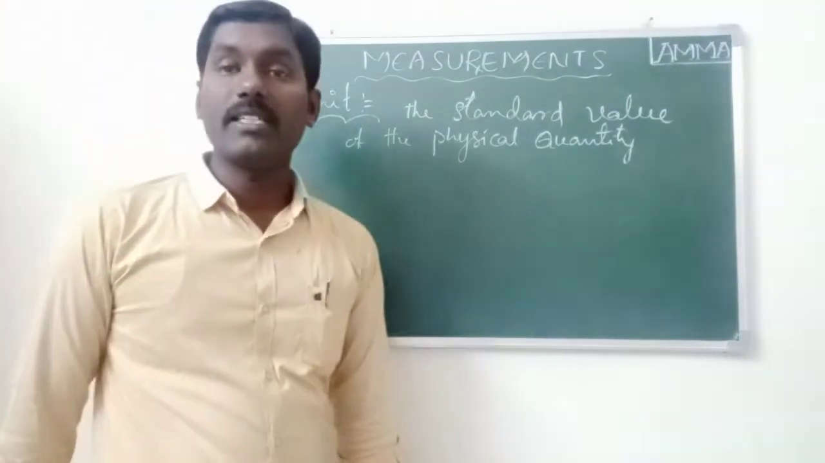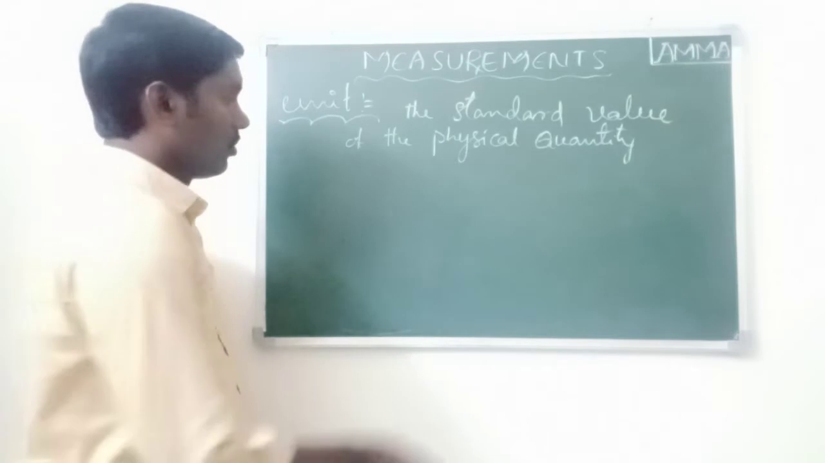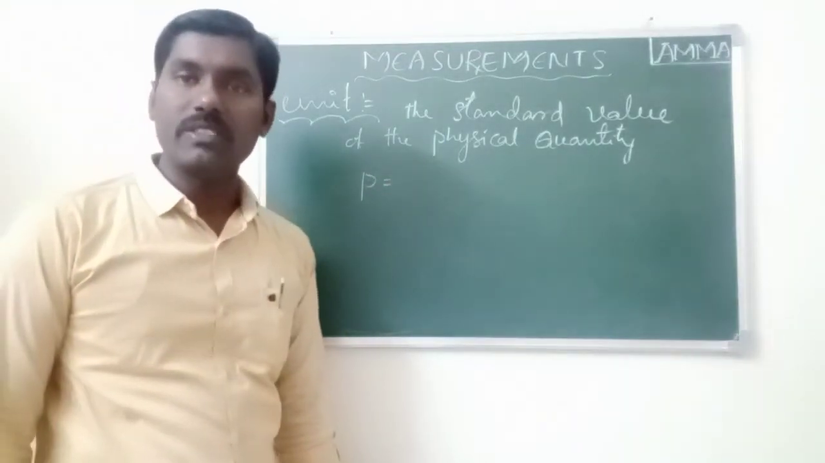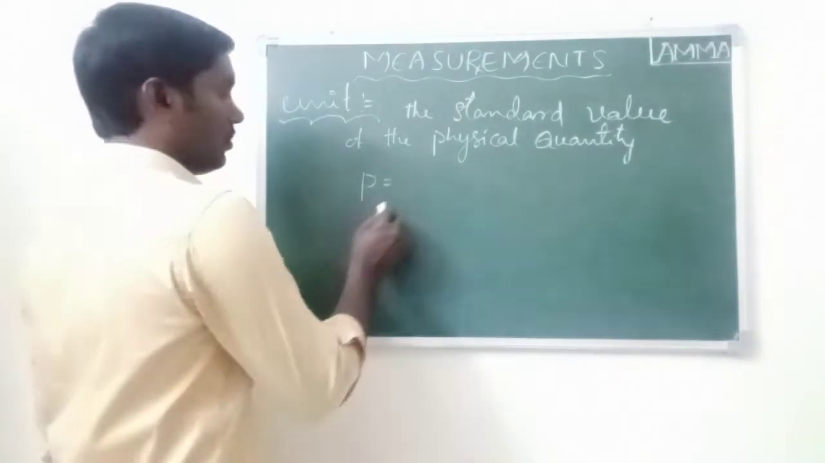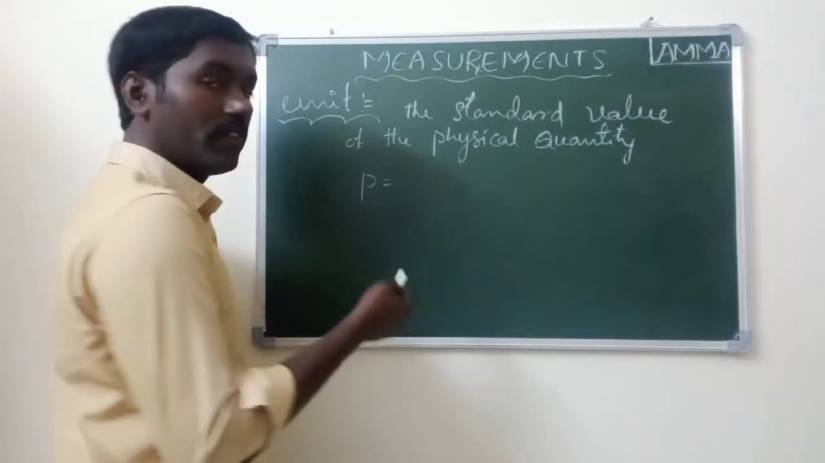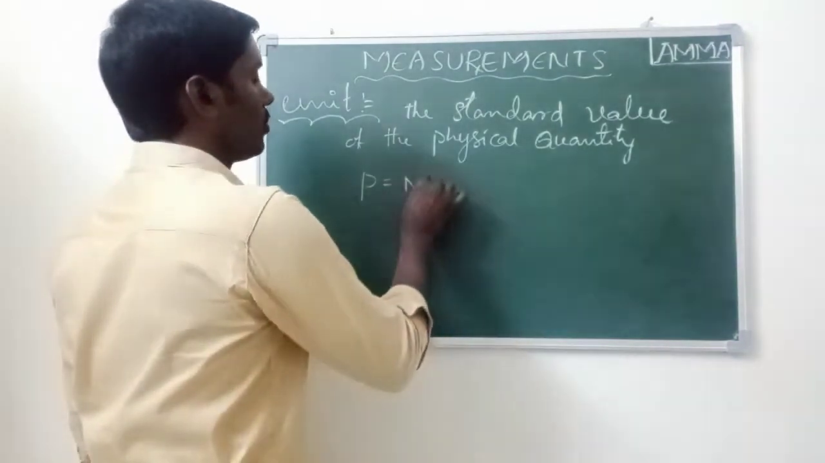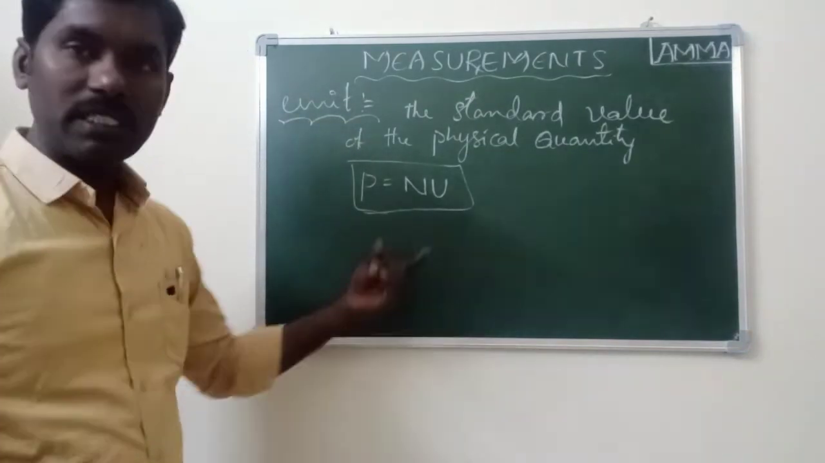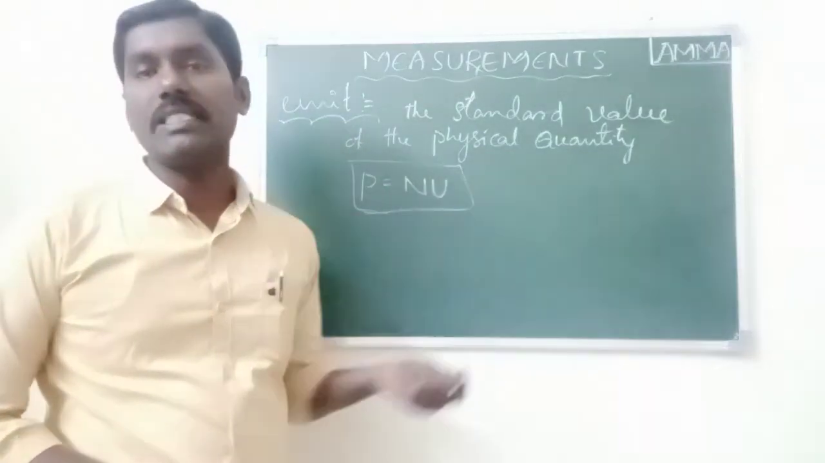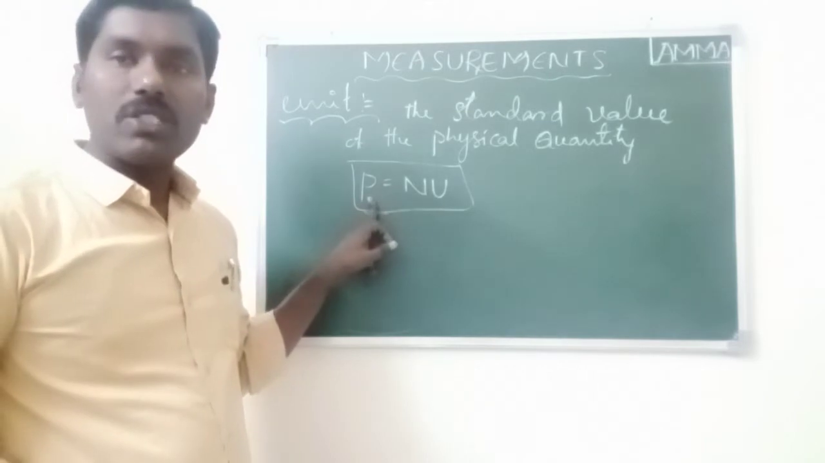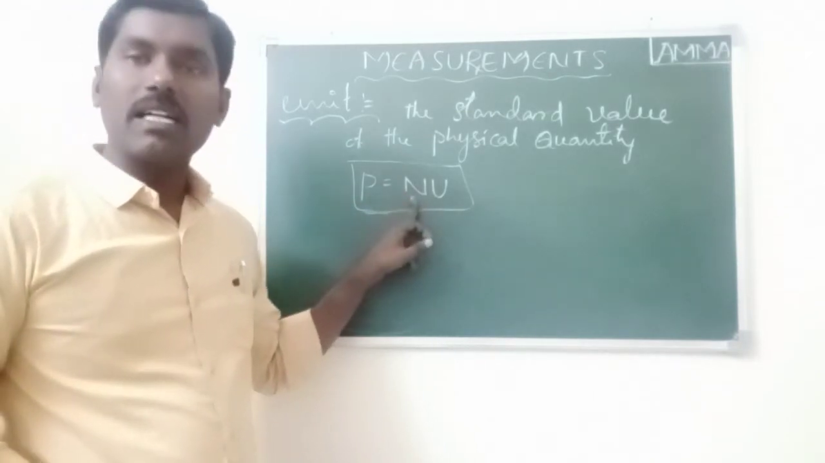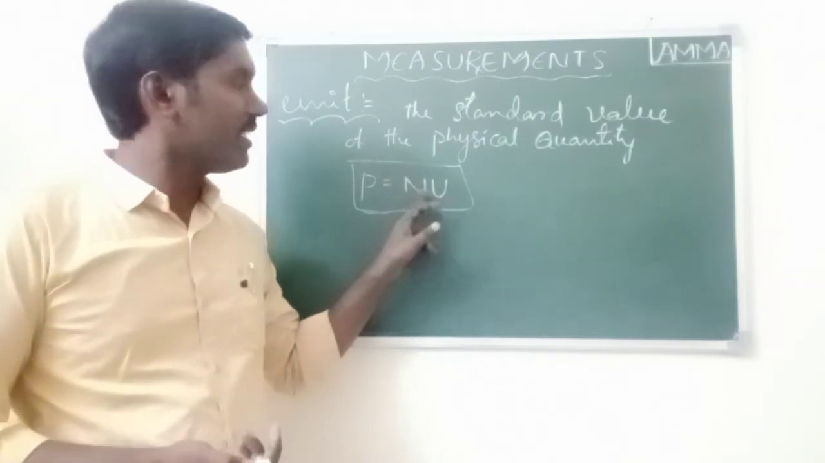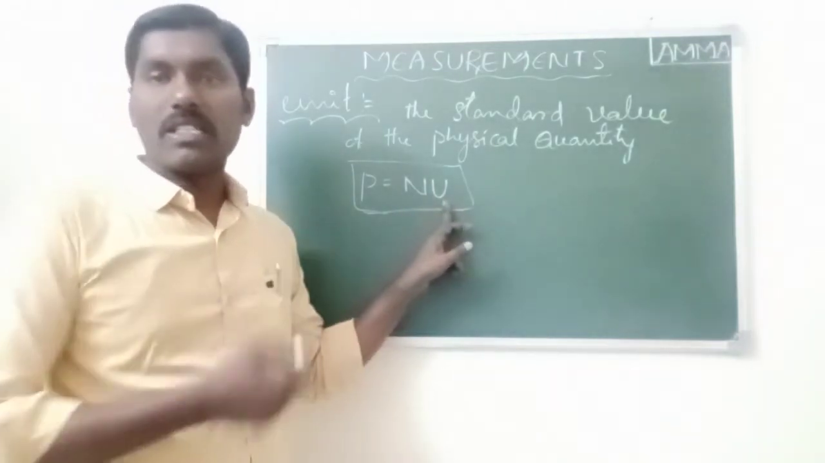There is a very important role of the unit. Suppose you want to measure any physical quantity, we should use the unit. How do we measure it? In the form of P = nU. In this manner, we can measure every physical quantity. Here P is the magnitude of the physical quantity, n is the number, how much quantity, the size of the physical quantity, and U is the unit of the particular physical quantity.